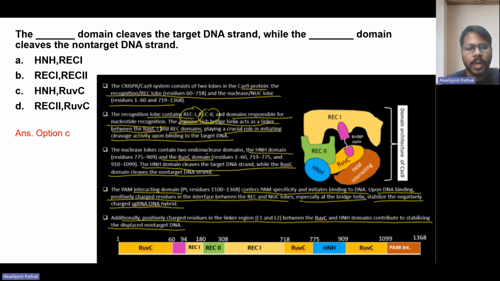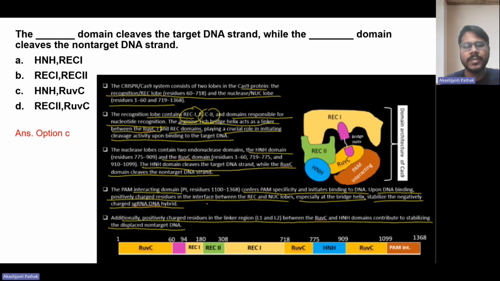The nuclease lobe contains two endonuclease domains: one is the HNH domain and another is the RuvC domain. The HNH domain cleaves the target DNA strand, while the RuvC domain cleaves the non-target DNA strand. The PAM interacting domain confers PAM specificity and initiates binding to the DNA. The target DNA is the DNA which has to be cleaved. It has a PAM sequence, or protospacer adjacent motif, which is present downstream to the target sequence, and that sequence is recognized by this PAM interacting domain.